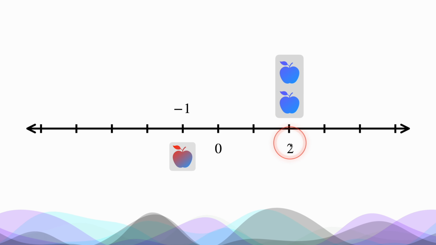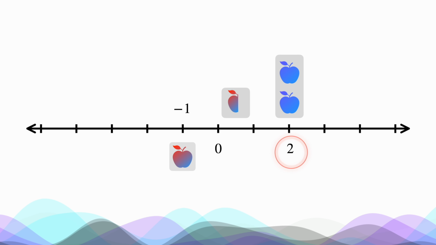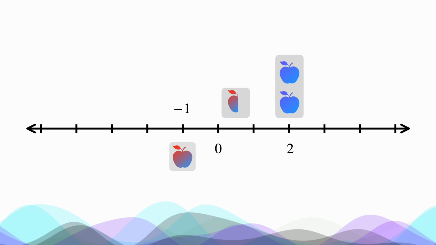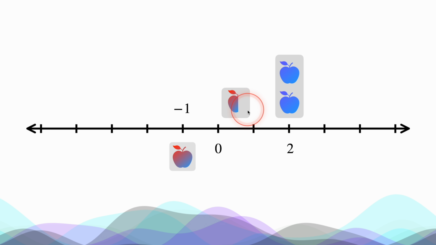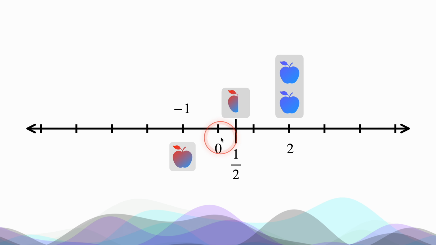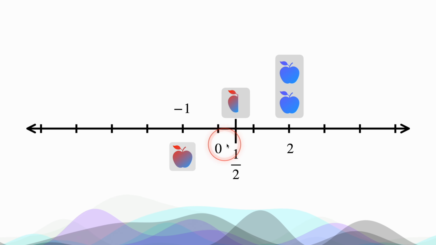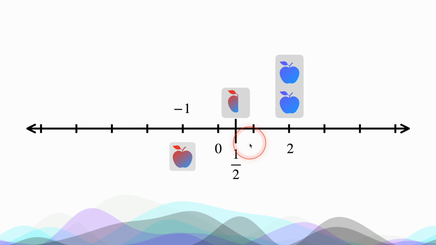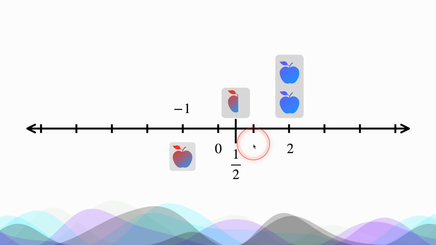Now let us look at this case. We have half of an apple. Now how do we represent it? So it is 1/2, so we can represent it as 1 by 2, and on a number line it should be between 0 and 1, right? Because it is not an empty apple or one full apple, so it has to be between 0 and 1.